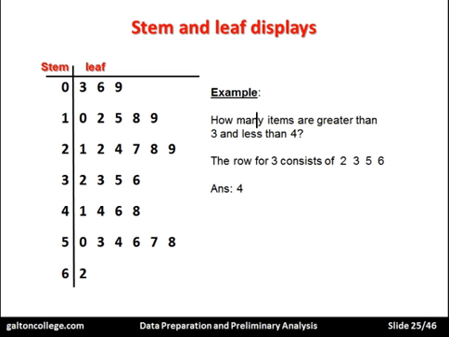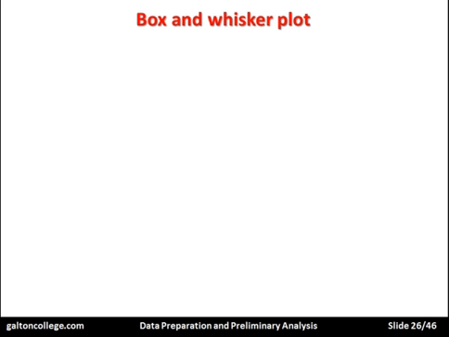So it's a very simple technique, but quite useful. It's called a stem and leaf display. There are others. There's one called a box and whisker plot. And this also is very useful and widely used. Let's see how it works.